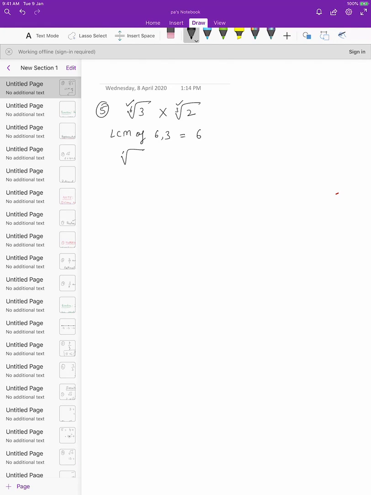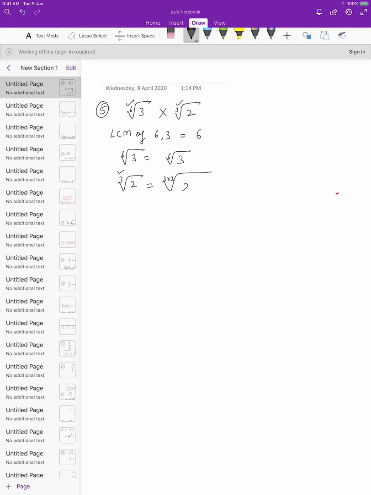Now you can see the first number already has the same order, that is 6. So we need not do anything with this number. Now, cube root of 2. Here we want to make the order 6. So 3 needs to be multiplied by 2 to make it 6.